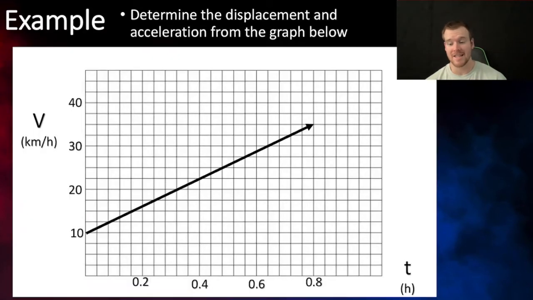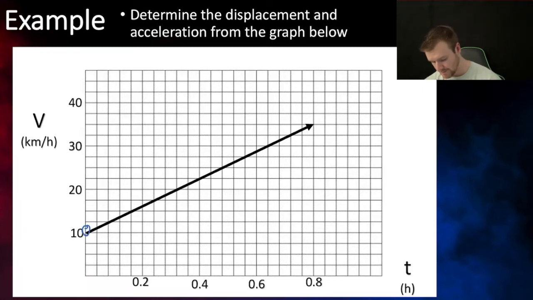So let's take a look at an example here. Right now it says determine the displacement and acceleration from the graph below. This is a v versus t graph. Remember, we can find out both of those things, acceleration and displacement. Our acceleration is going to be from the slope, so I need to take my rise over my run. Now it's nice that this is a straight line.